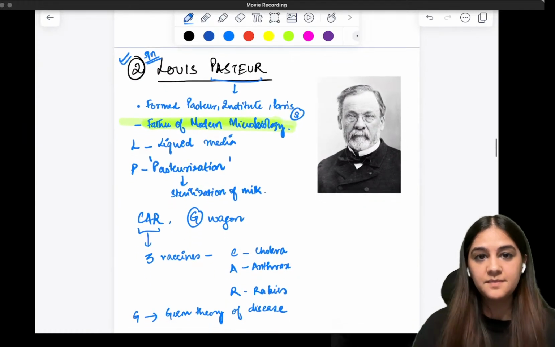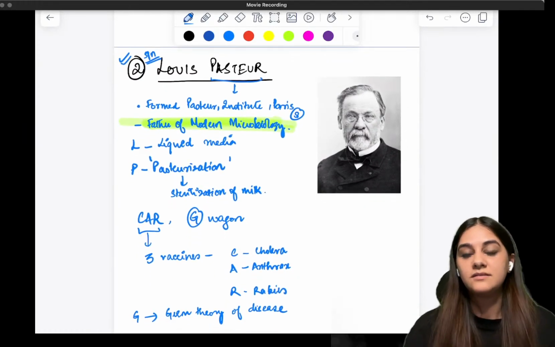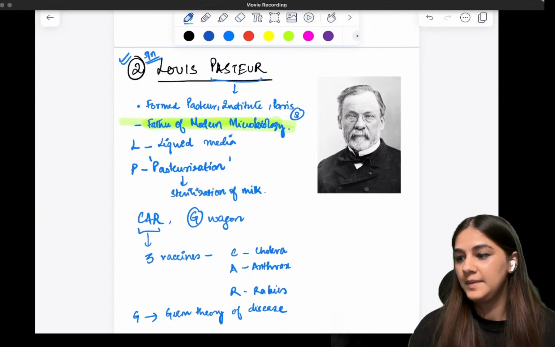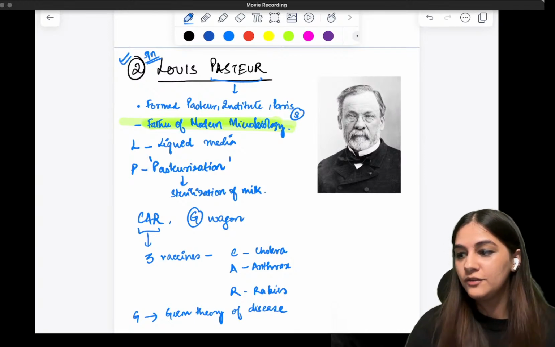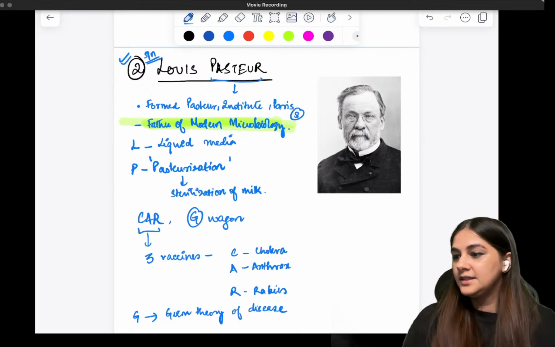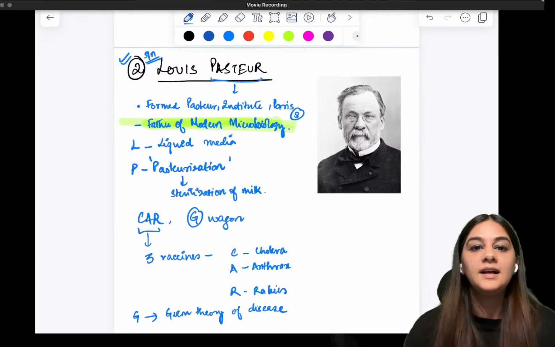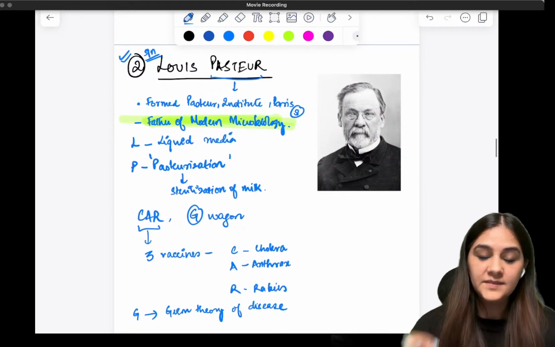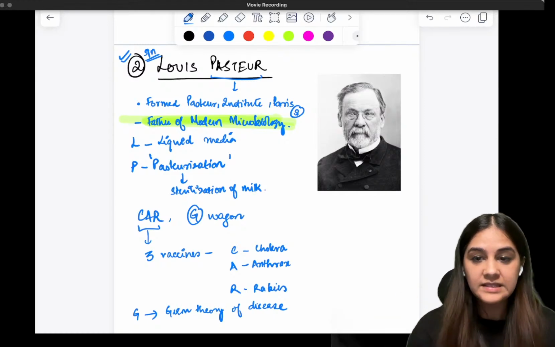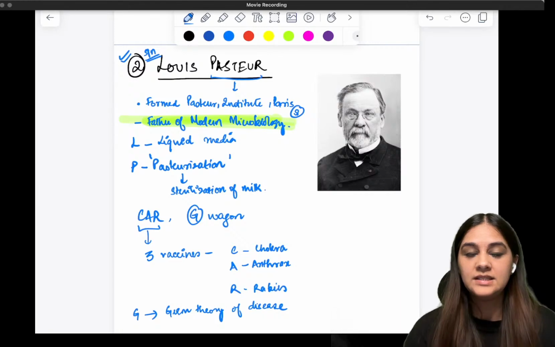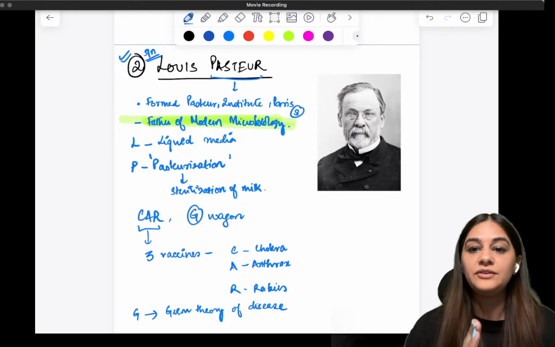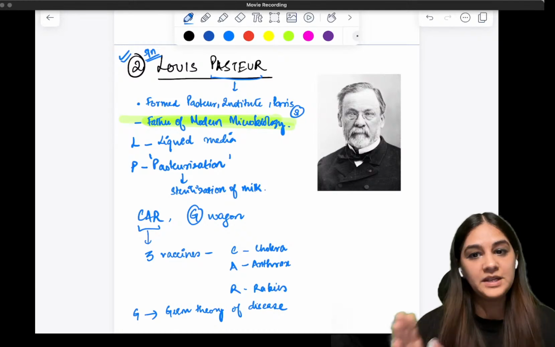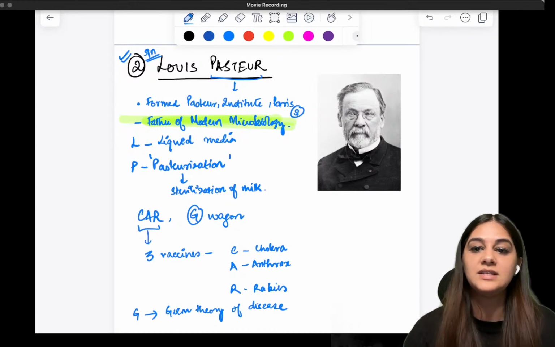So let's remember Louis Pasteur again. Louis Pasteur formed the Pasteur Institute in Paris. Great. From the Pasteur Institute of Paris, he did a lot of modern research, hence he's known as the father of modern microbiology. Then L and P: L for the liquid media that he gave us for the culture of microorganisms, P for pasteurization, just like his name, pasteurization of milk.